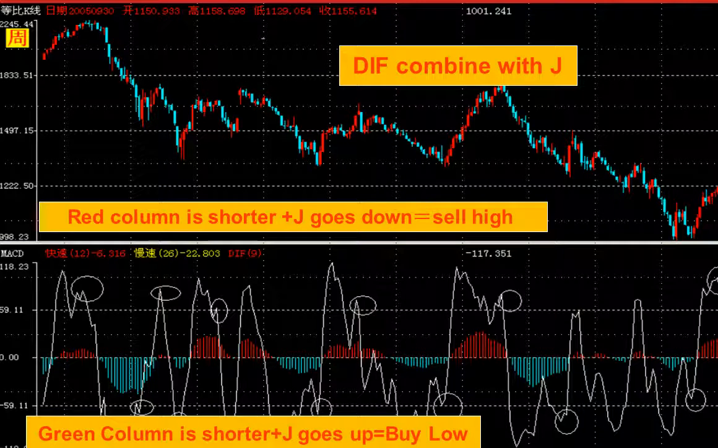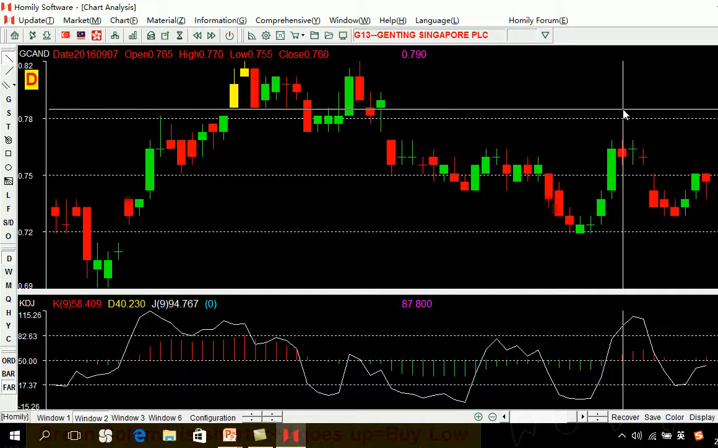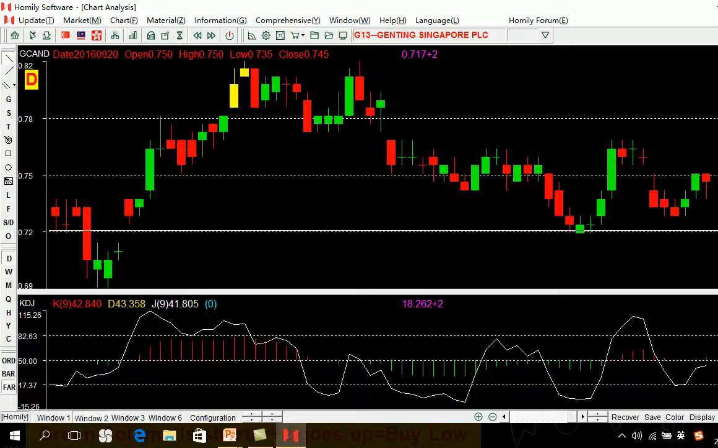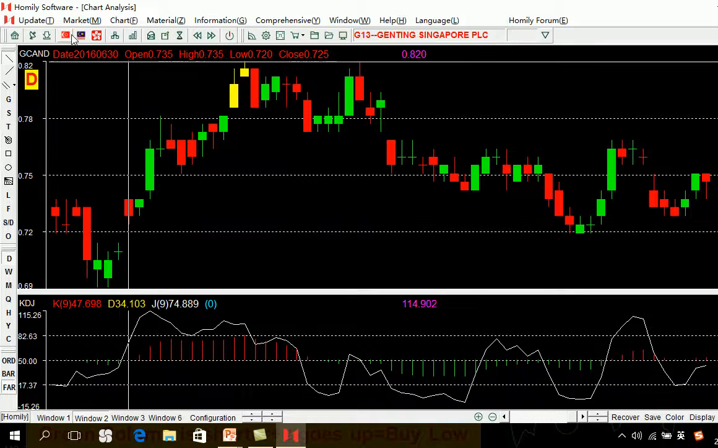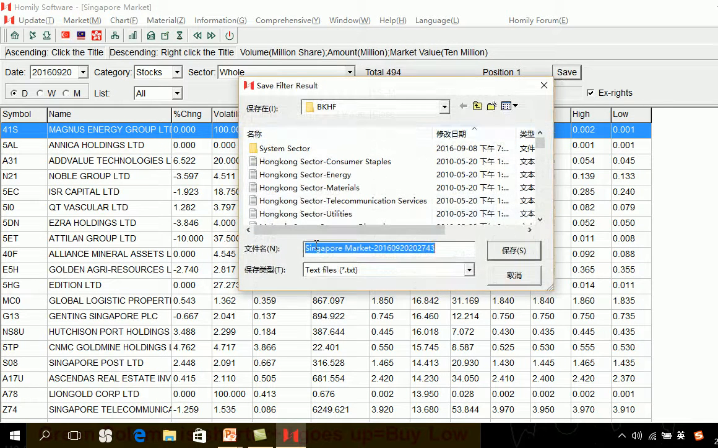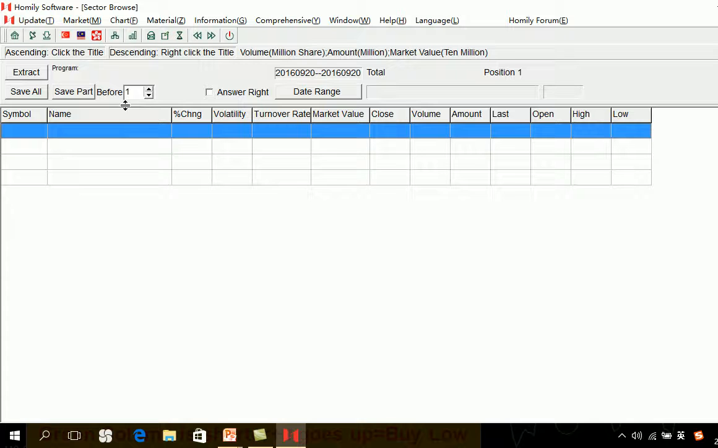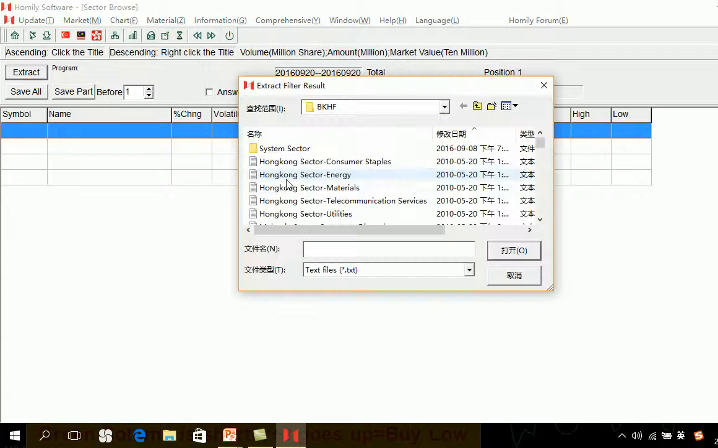Then just now I mentioned that I need to show you how to do this filter, and then we can check whether it's good or not. This filter method is a little complicated, so maybe you just watch it, okay? The first step, we click Singapore market, then click save. Then click market, sector browse, extract.